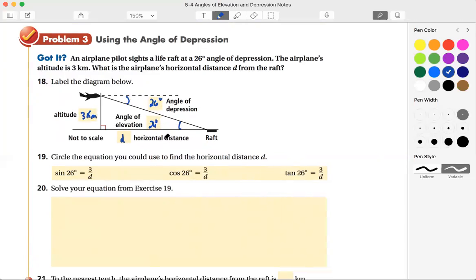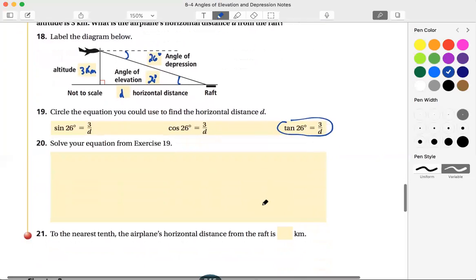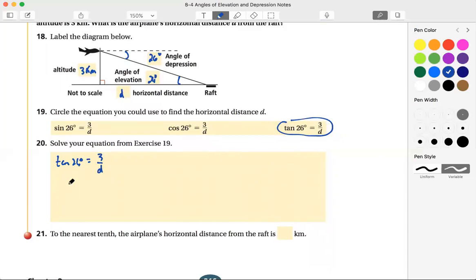All right, so for the equation, notice I'm given opposite and adjacent. I would use the tangent of 26 degrees equals 3 over d. So let's solve that equation. The tangent of 26 degrees equals 3 over d. I would first multiply by d and divide by the tangent. So we get d equals 3 over the tangent of 26 degrees. Using your calculator, d equals 6.1509111525. Rounding to the nearest tenth, I get that this raft is 6.2 kilometers away.